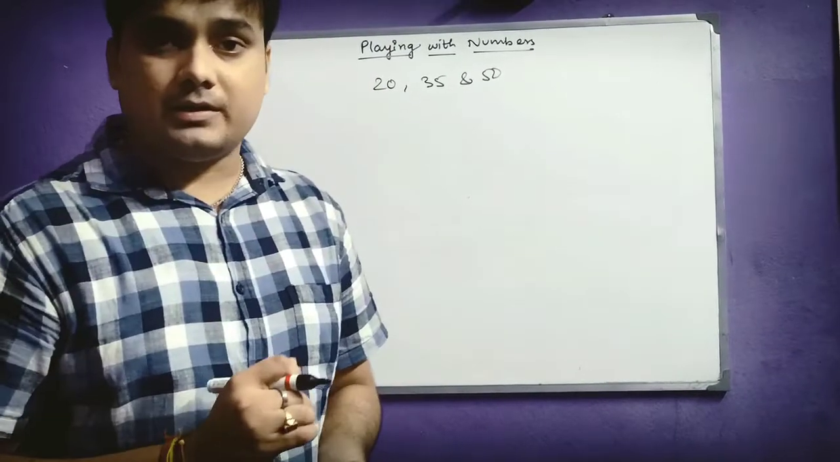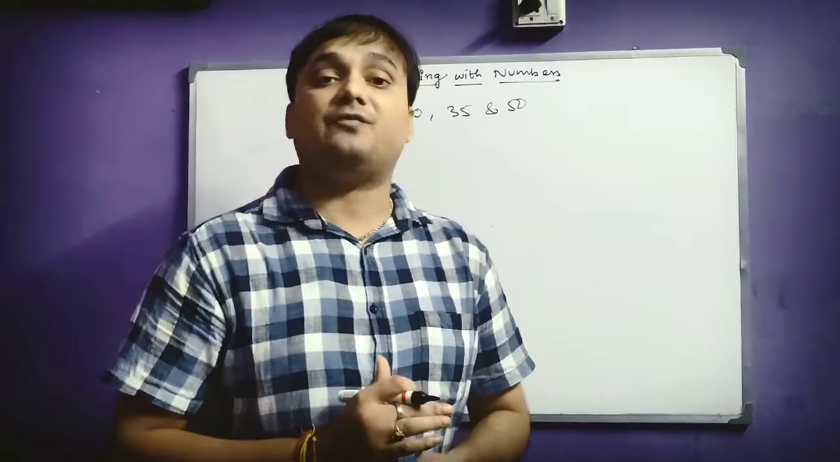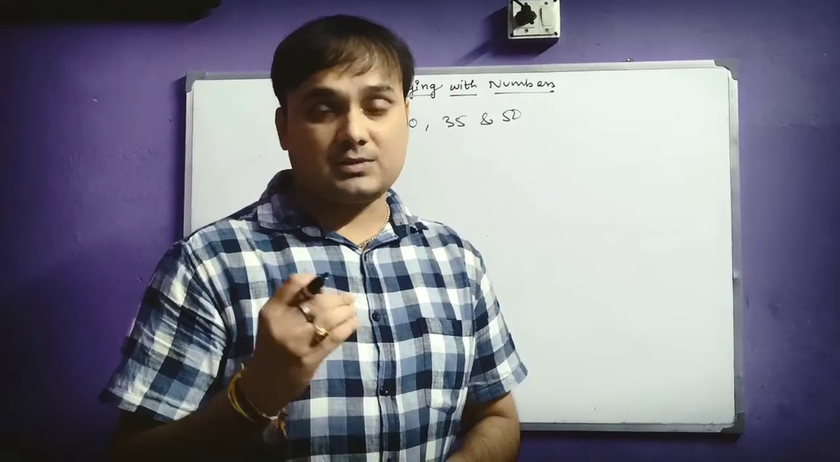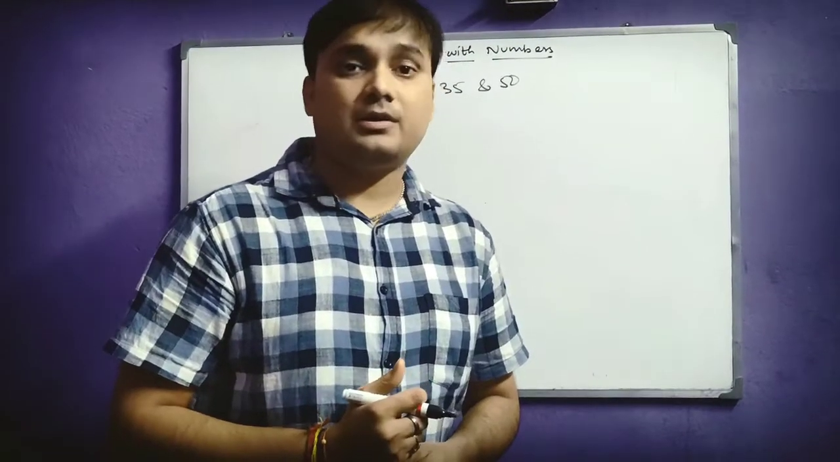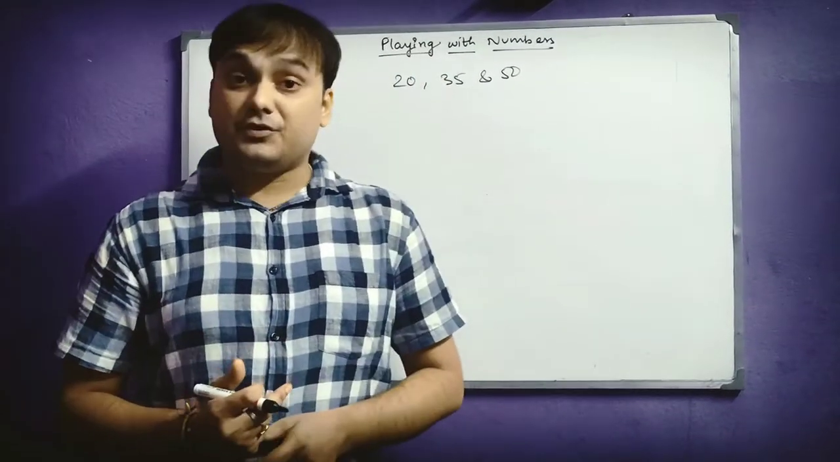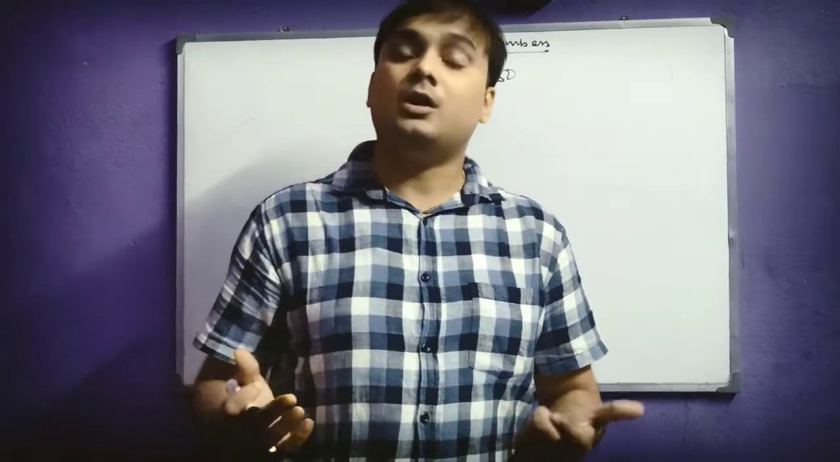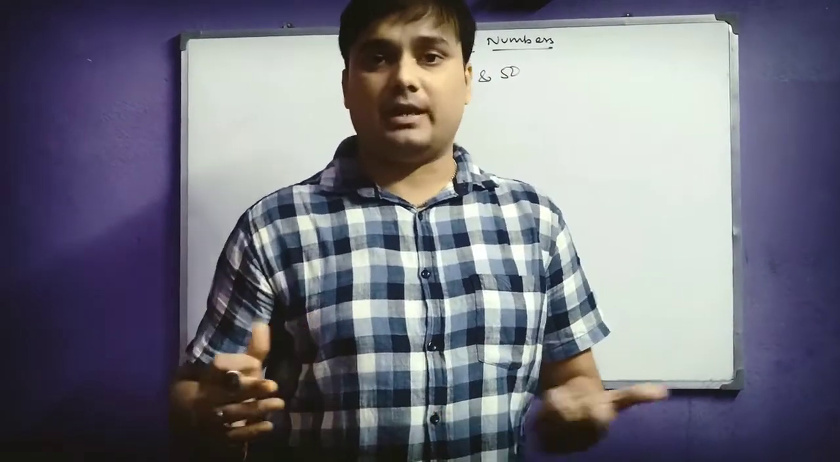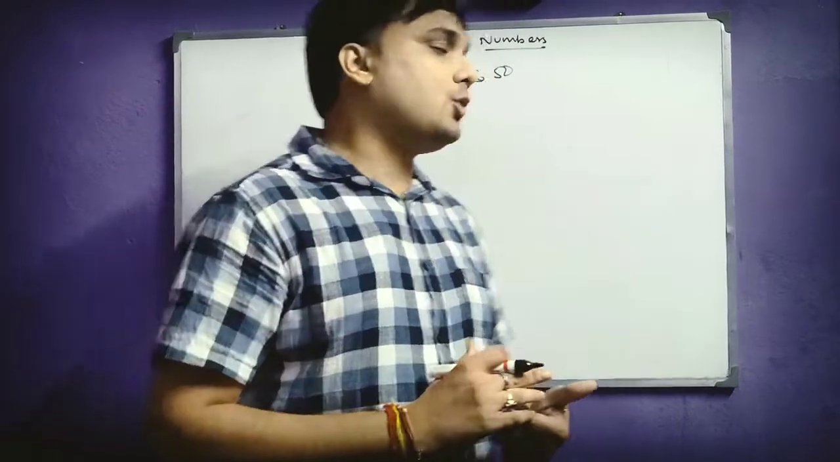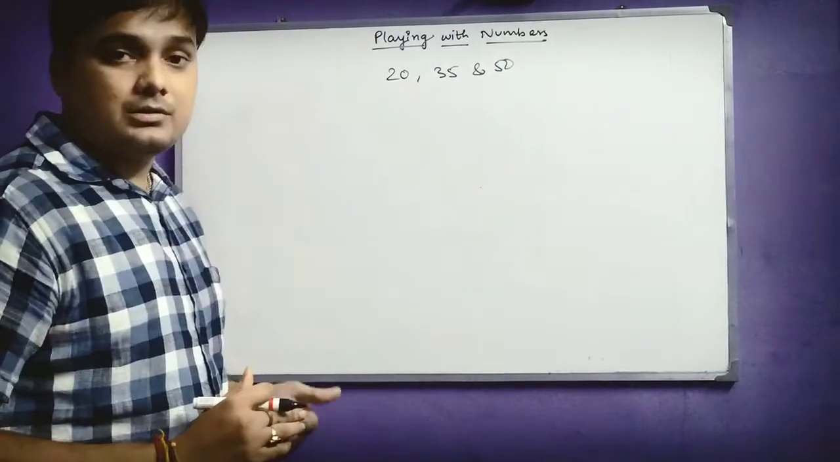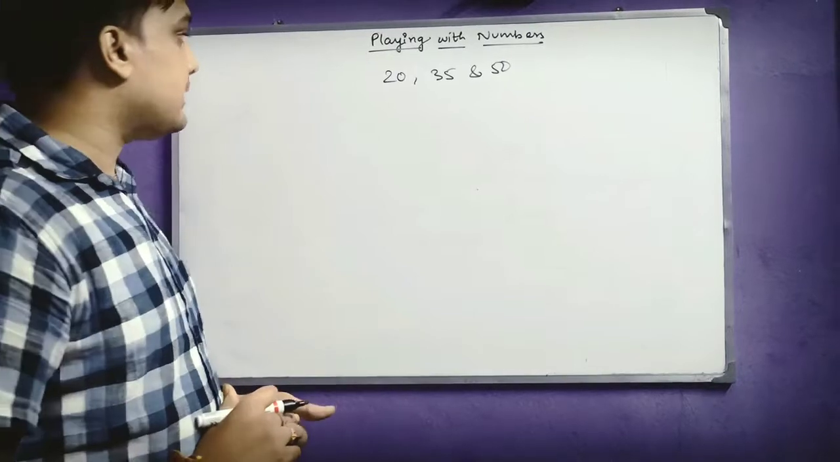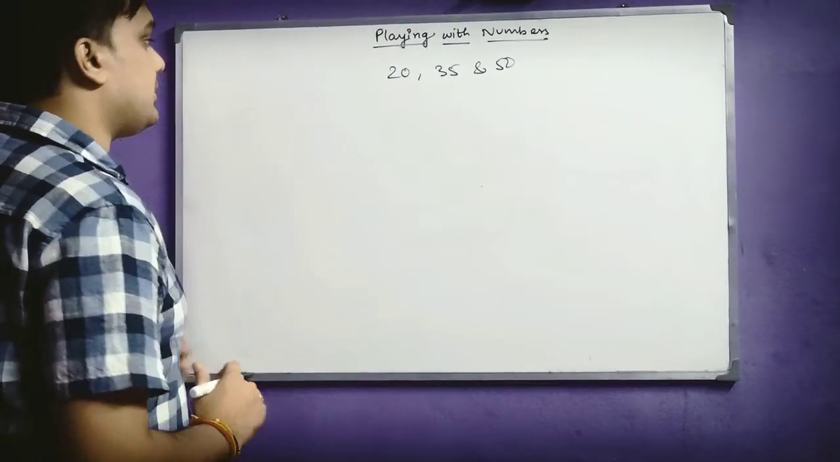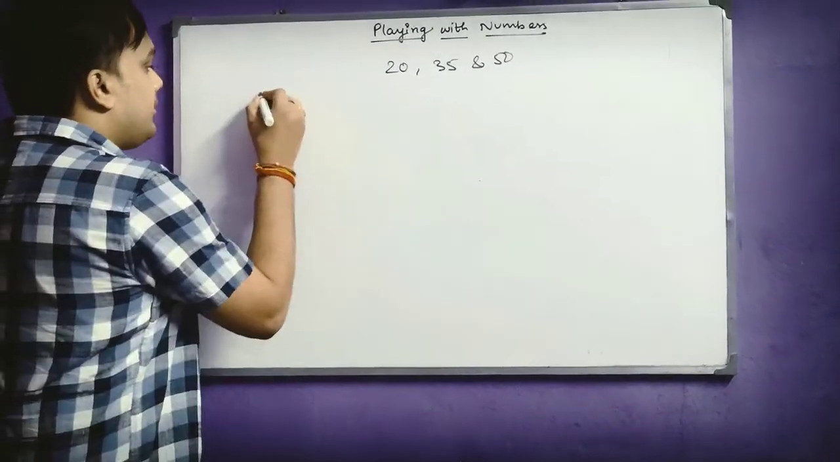The two methods by which we can find the HCF are, first one is prime factorization method and the second one is division method, or you can say sometimes it's called long division method also. It's a division method or long division method, as you like. So first we'll understand the prime factorization method.